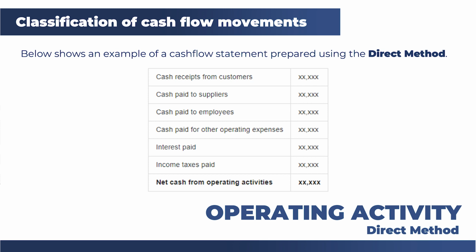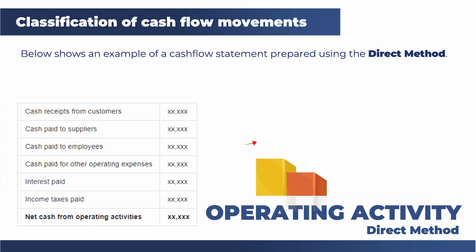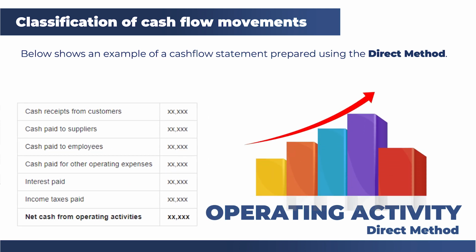One of the reasons IAS 7 prefers the direct method is because it provides an easier way to forecast future cash flows if you can see the periodic growth of gross cash receipts and gross cash payments, compared to the overall information or the general information that you can obtain from the indirect method.